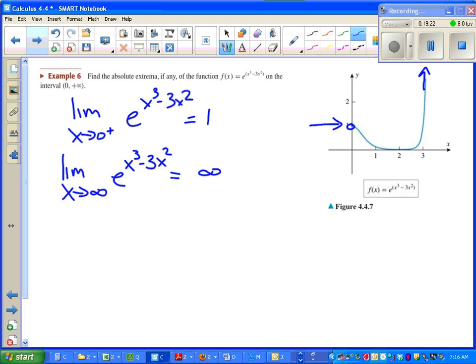Let's find our critical numbers. On your own, pause the video and find your critical numbers. At that point, plug your critical numbers into the original function. And we'll see if we get the same results.